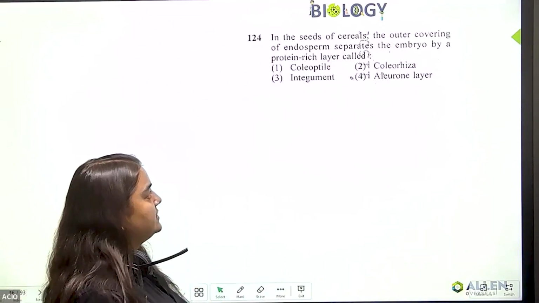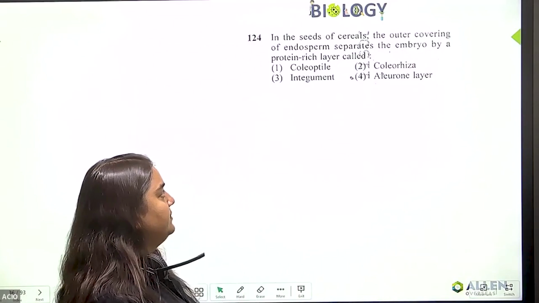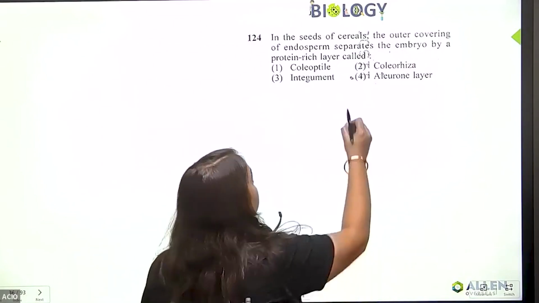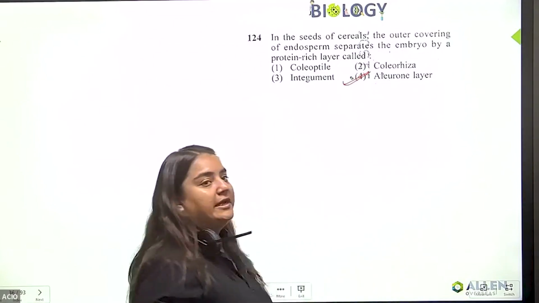In the seeds of cereals, the outer covering of the endosperm that separates the embryo is a protein-rich layer. The protein-rich layer is aleurone layer. The ploidy is 3N.